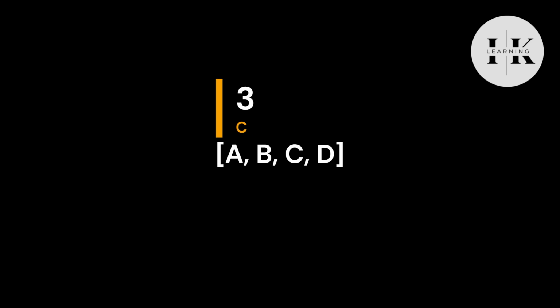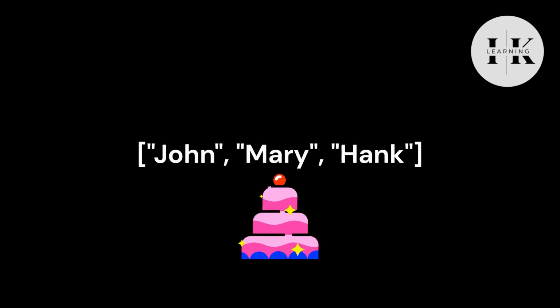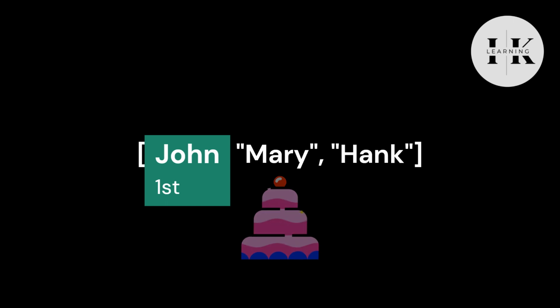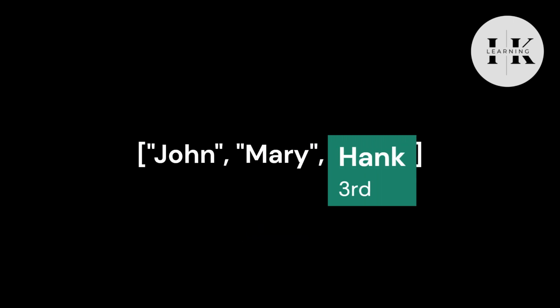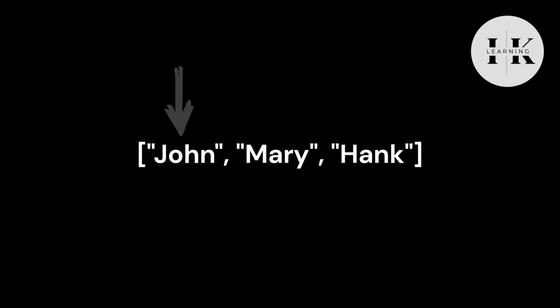So essentially, if we have a list, for example, a list of people that we invited to our birthday party, like John, Mary, and Hank, then we know that John is the first person we invited, Mary is the second, and Hank is the third. However, in Python, we start counting from 0.